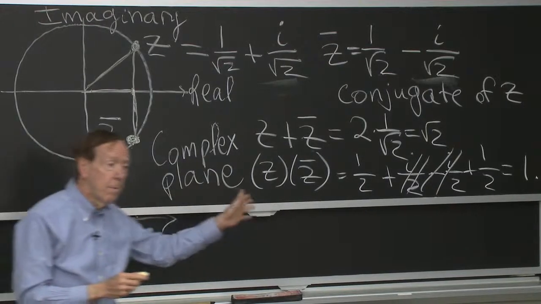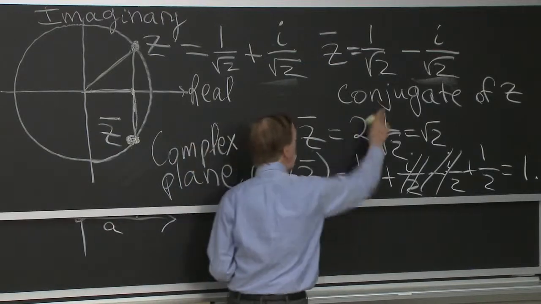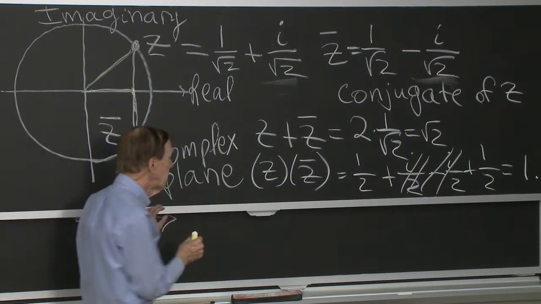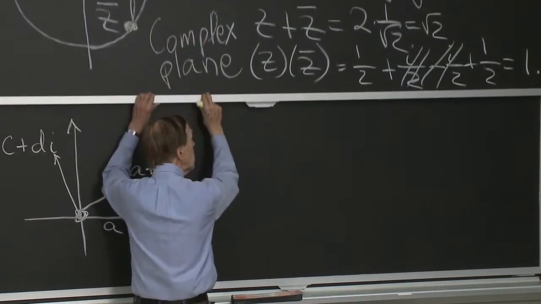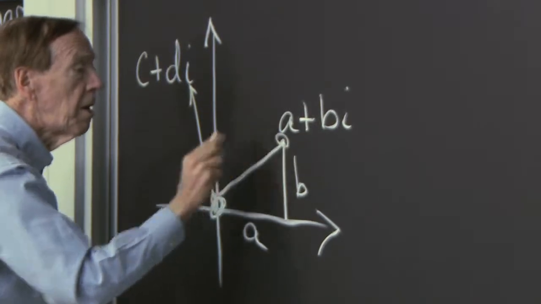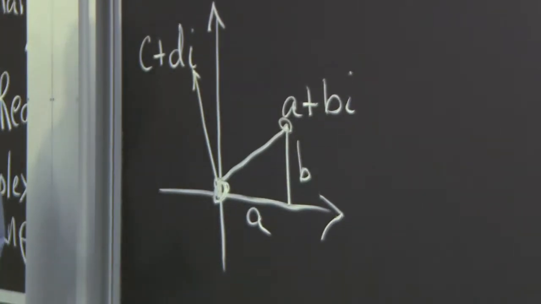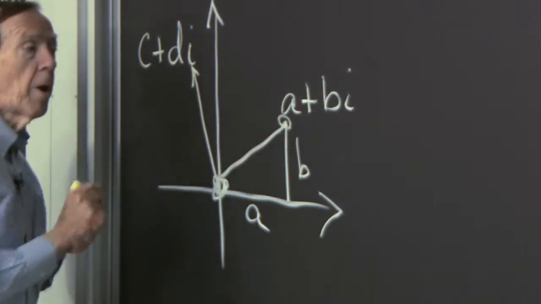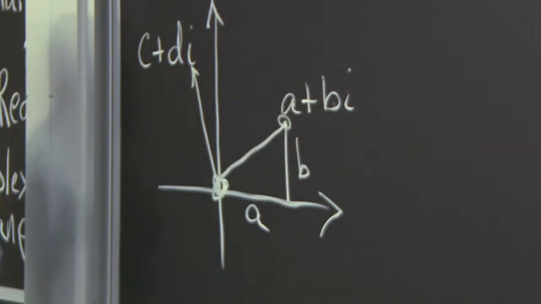That's the idea of complex conjugates. And it shows you how to add and how to multiply. But now I better take any 2 numbers and just do the same thing. Here's one of my numbers, a plus bi, any a or any b. A is the real part, b is the imaginary part, and here's another complex number.